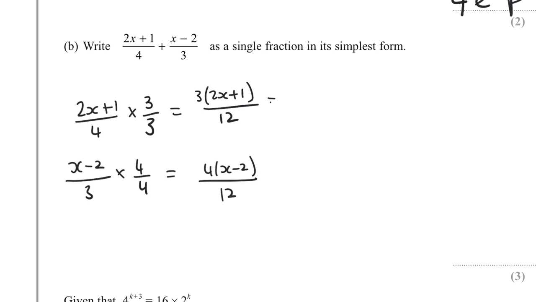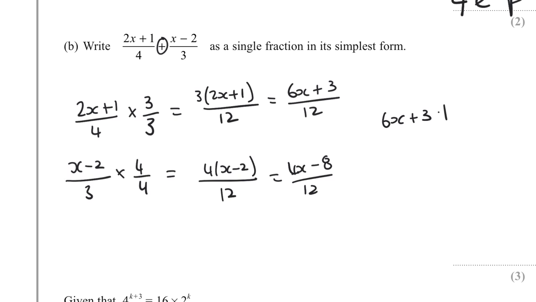This is (6x + 3)/12. It's (4x - 8)/12 by expanding the single brackets. Now it says add in the middle. Watch out for this. We're going to add them: 6x + 3 + 4x - 8. Now, luckily, this plus doesn't affect what we're adding.